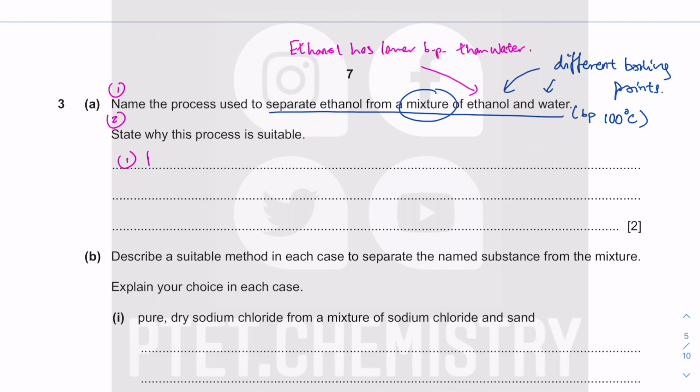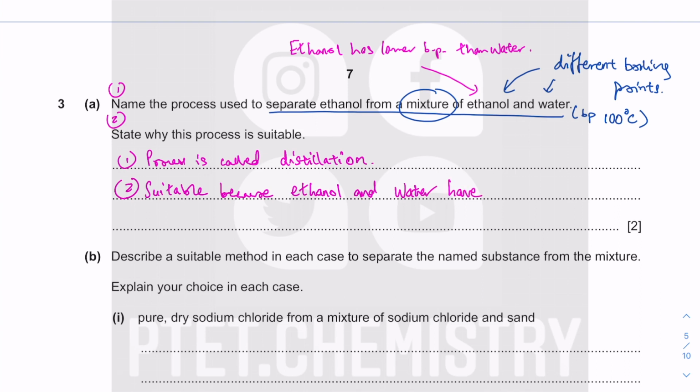The first process is called distillation. In fact, we're talking about simple distillation, not fractional distillation. So it's just called distillation. Suitable because, so we just jump straight in. Do not repeat the question, because that will be a waste of time. Suitable because ethanol and water have different boiling points. So because they have different boiling points, you can separate out the one with the lower boiling point first.